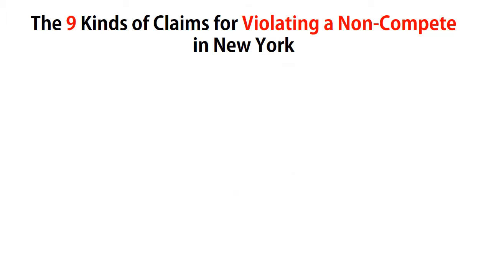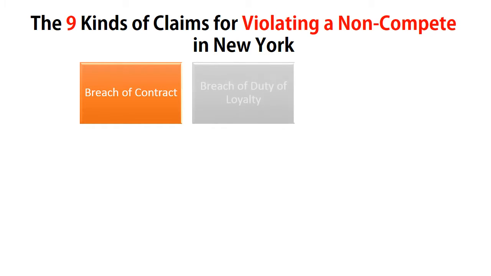Generally speaking, there are 9 broad categories or types of claims that may arise from the claimed violation of a non-compete. 1. Breach of contract. This is self-explanatory and typically involves the specifics of the employment agreement, including the non-compete and non-solicitation provisions of the contract. 2. Breach of duty of loyalty. Even at-will employees that don't have any employment contract are ethically and legally bound not to do anything to actively harm their employer's interests.